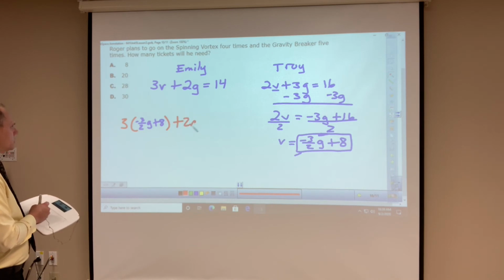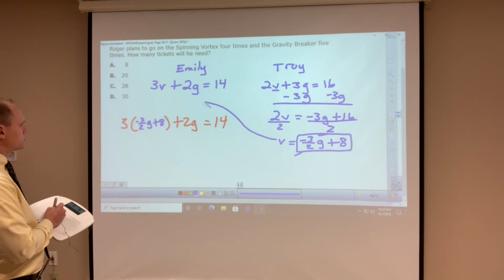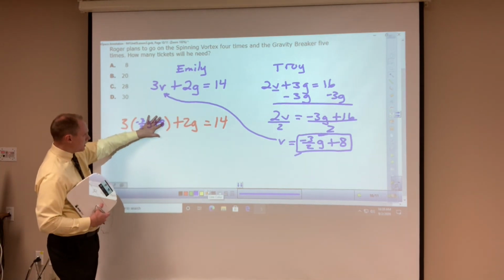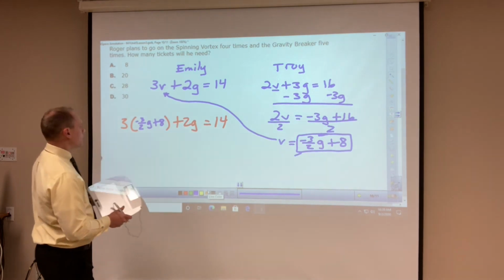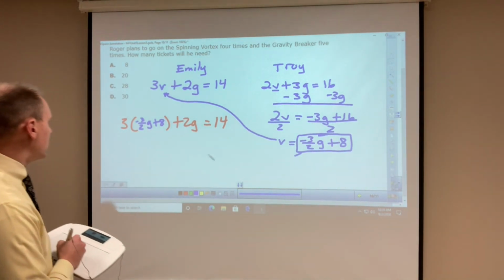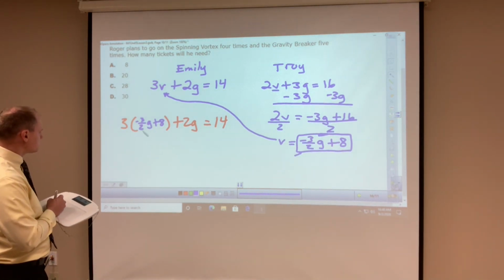Plus 2G equals 14. So we've substituted what we know V is equal to in for the V here. And now we've got 3 times V plus 2G equals 14. But now we've got an equation full of G's, so we can actually solve for the number of tickets it requires for the gravity breaker.